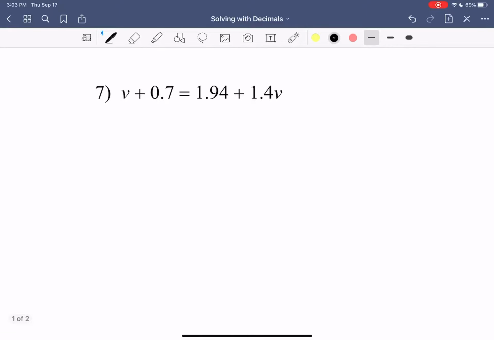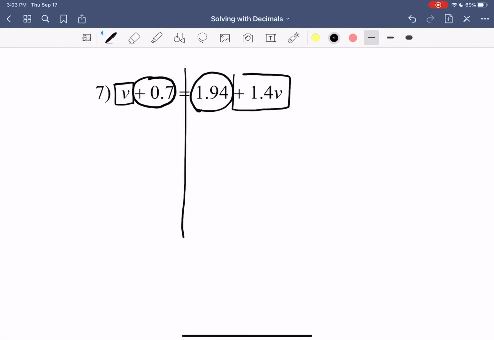So we have variable, constant, constant, variable. So our first question is to ask if we have any like terms on both sides.